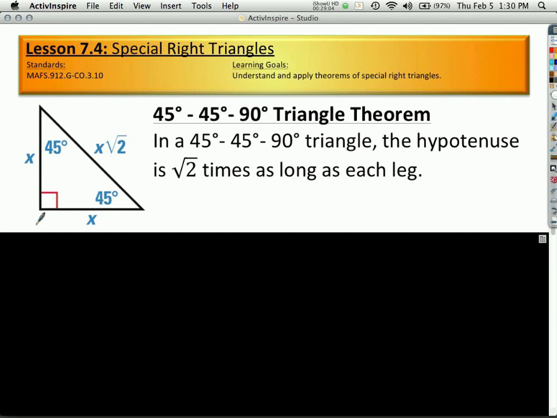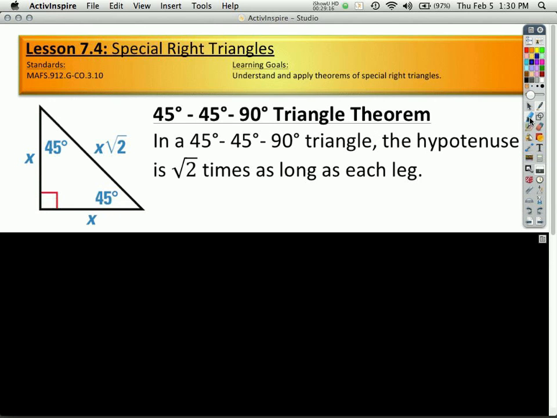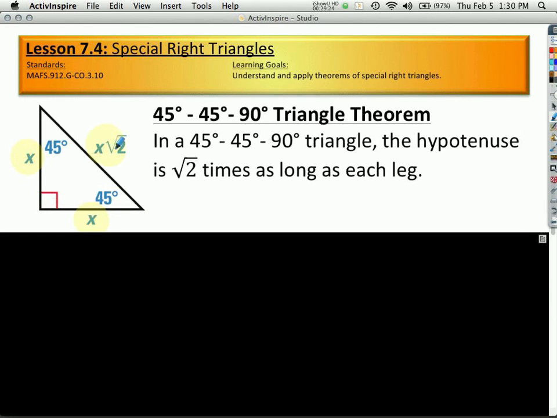Because of this relationship, we are able to figure out the legs, or we're able to figure out the hypotenuse, depending on what information we have. So one of your jobs is going to be to remember this relationship that's outlined right here. That the legs are x and x, and the hypotenuse is x radical 2. And that's a 45, 45, 90 degree triangle.